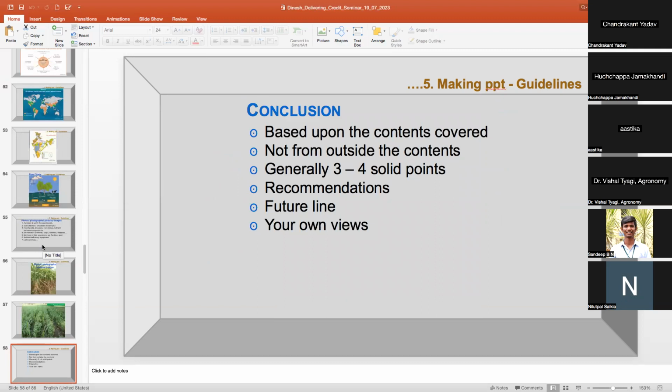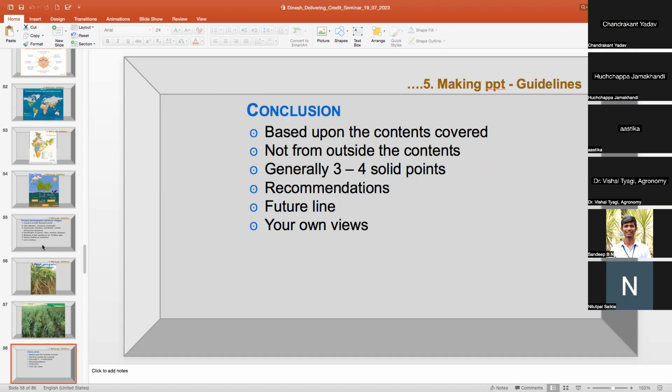Now, you are going to have the conclusion part. Yes, up to now, you are preparing your presentation. You are preparing your PowerPoint by sitting in your office, in your room, in your house. So what should be the conclusion in your presentation, PowerPoint? Based upon the contents covered. You should not go outside the limit of the presentation.